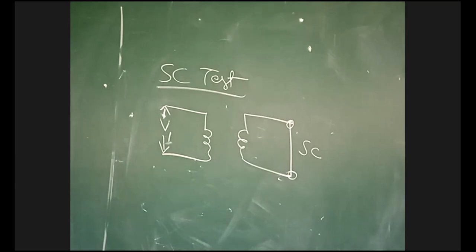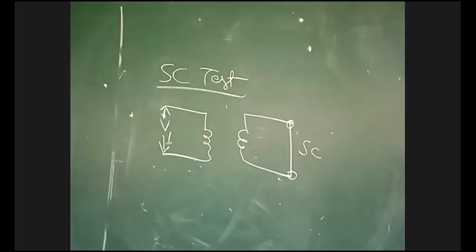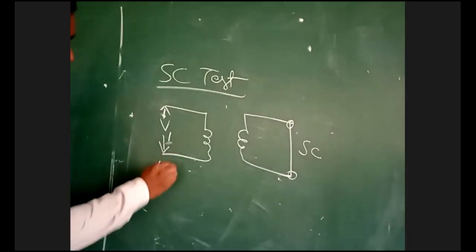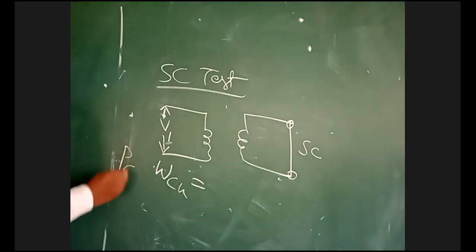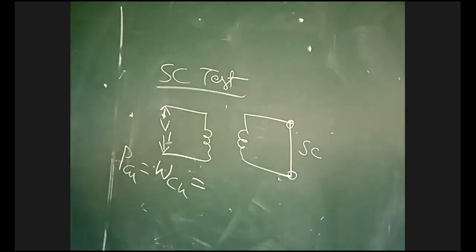In short circuit test, what will you determine? Iron loss or copper loss? Copper loss. In open circuit test, you determined iron loss. In short circuit test, we will determine copper loss. Copper loss means power loss. Some textbooks call it PCU, where P means power loss in copper.